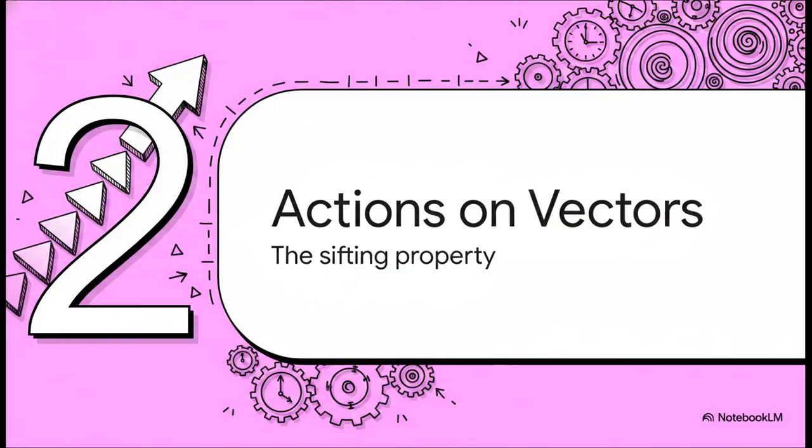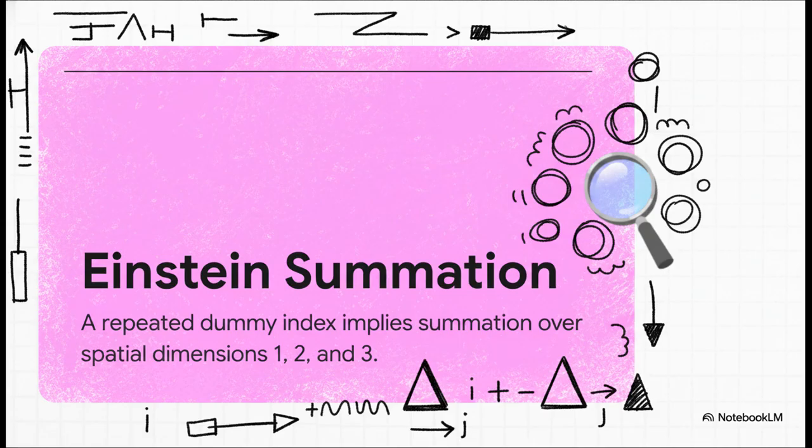Moving right along to Section 2, Identity Actions on Vectors, introducing summation and the sifting property. Okay, before we do the math, we absolutely have to define the Einstein summation convention. Basically, a repeated dummy index means we automatically sum over the spatial dimensions 1, 2, and 3. The rule is, when an index appears twice in a single term, like the j in delta sub ij times a sub j, you drop the summation symbol and just automatically add the terms together for j equals 1, 2, and 3. And this, my friends, leads us straight to the famous sifting property. Delta sub ij times a sub j simply equals a sub i.